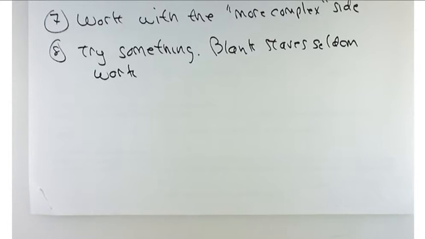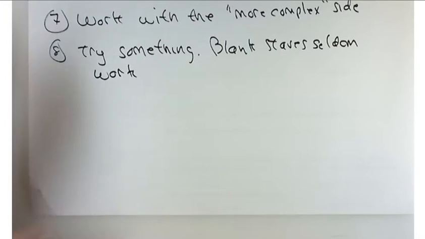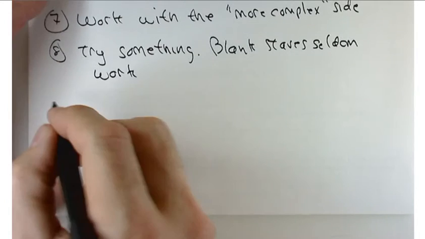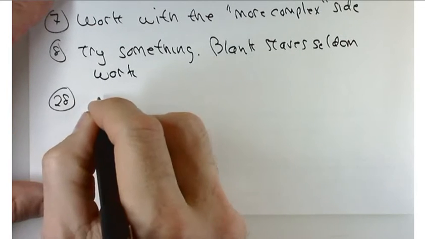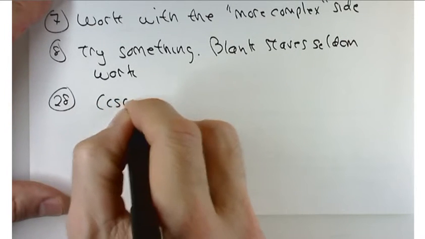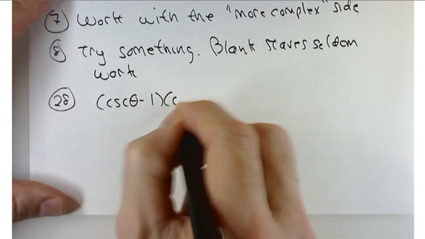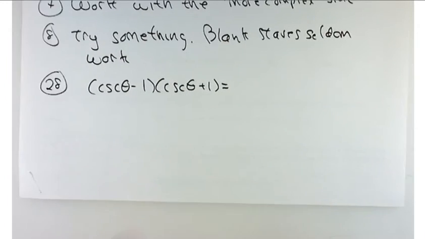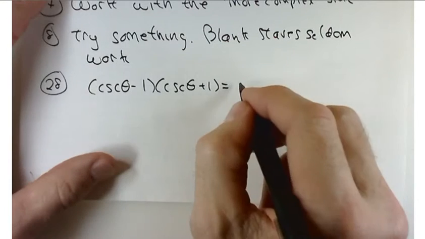All right, so let's try a few here. Do I have problem 28 right? It's cosecant of theta minus 1 times cosecant of theta plus 1 equals the cotangent squared of theta. Yes, I do have that one right. Let me copy that down: cosecant of theta minus 1 times cosecant of theta plus 1, equal to cotangent squared of theta.